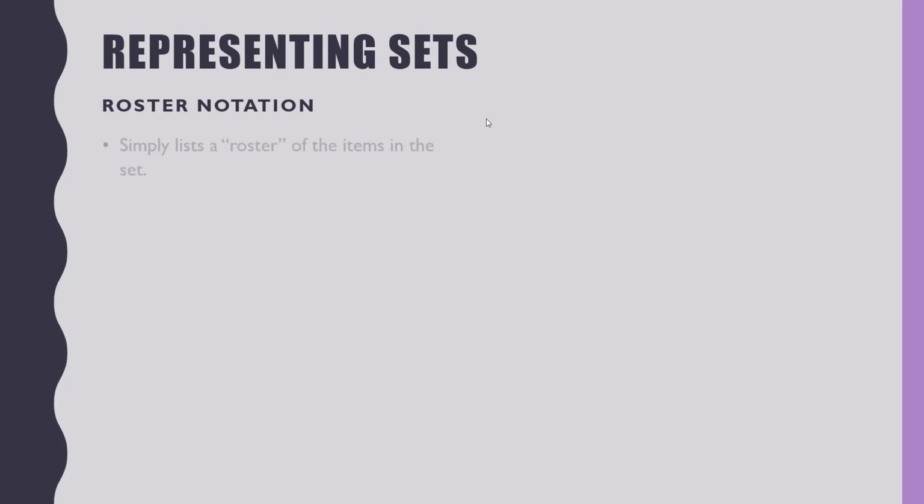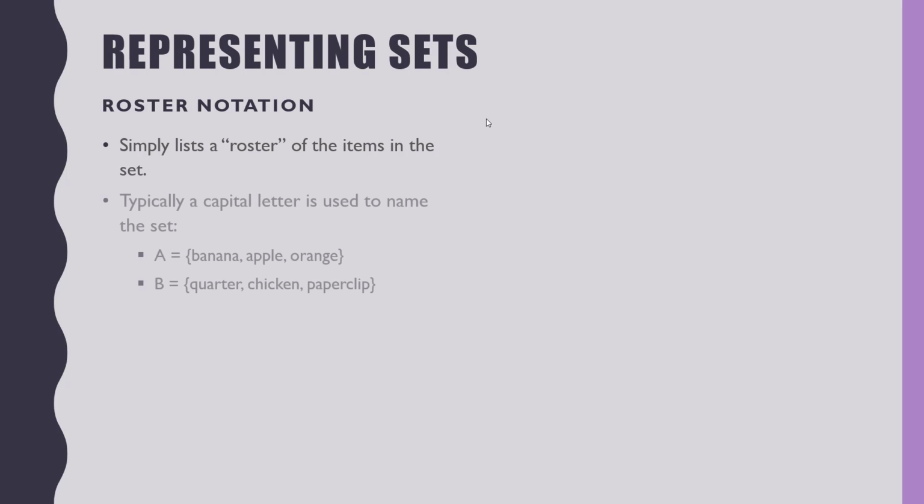That's all it does, right? So it just simply lists the items. This is typically the form that it would take right here. You start with a capital letter, and this is called set A. It's equal to curly braces, and the curly braces are part of the syntax: banana, apple, orange. And then set B is equal to quarter, chicken, paperclip, right? Things you can eat. Man, it's hilarious.